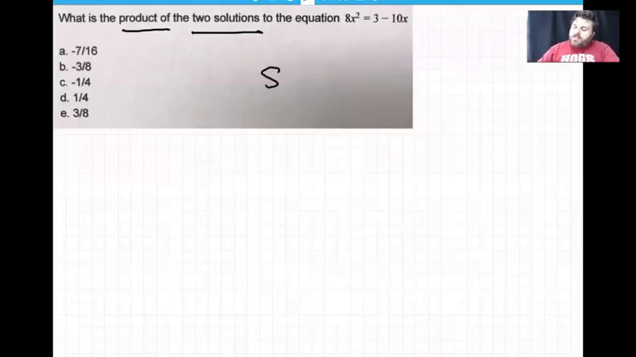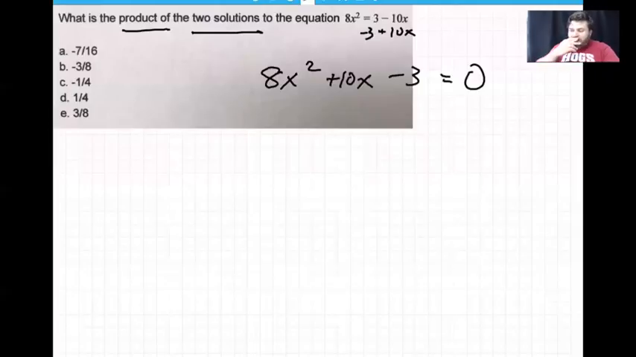So I would get it into standard form. I would add 10x to both sides. And then I would take away 3 from both sides to get everything on one side, right? I did minus 3 plus 10x. That gives me this right here. Okay, these cancel and leave you with 0.